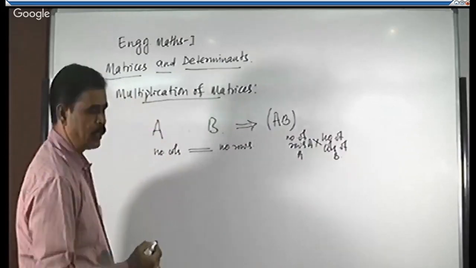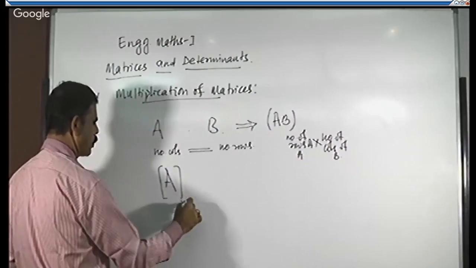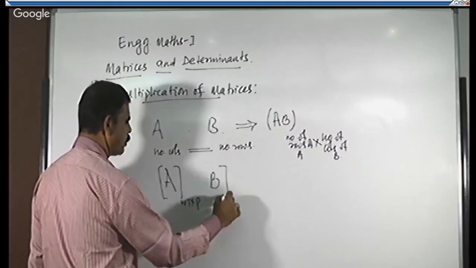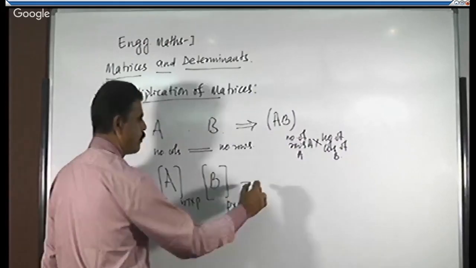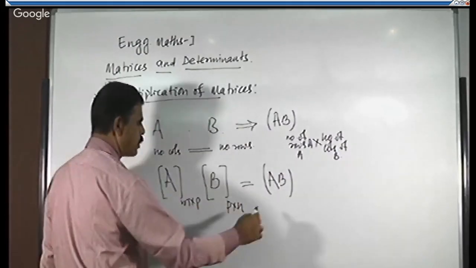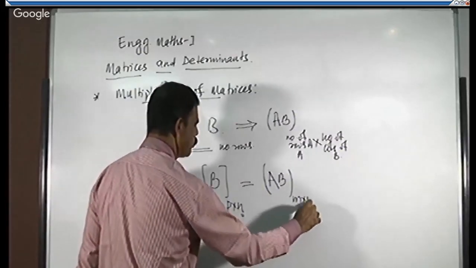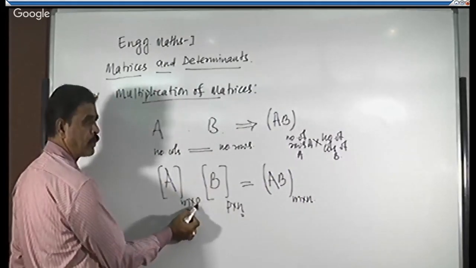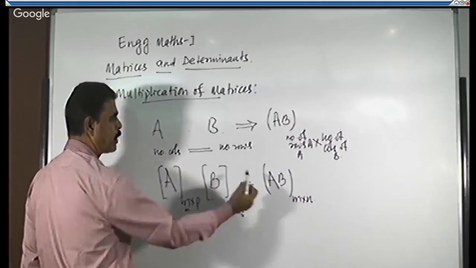This is the condition. See this equation. Suppose A is a matrix of order M cross P. Let us take another matrix B, whose order is P cross N. Then we get their product AB, whose order is M into N. The first matrix has P columns, the second matrix has P rows, so they are the same, and multiplication is possible.